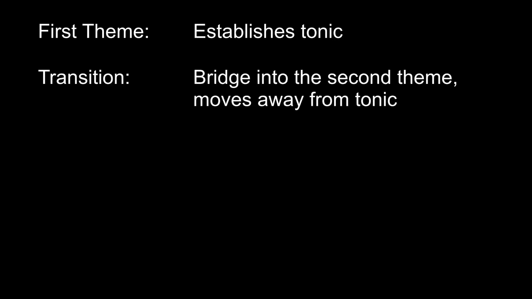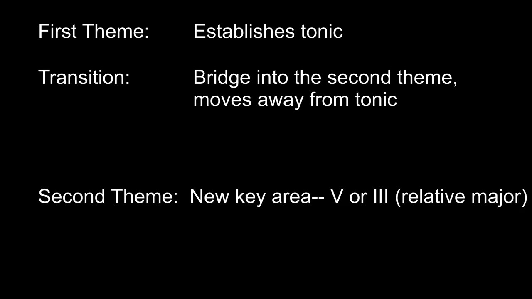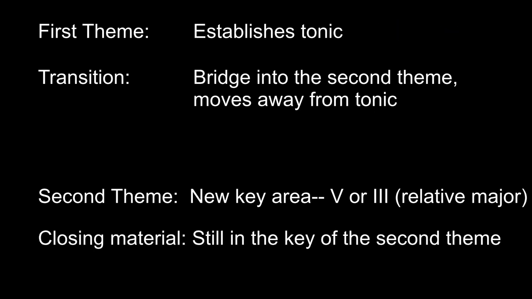The exposition in sonata form includes a first theme which establishes the tonic or home key of the movement, in the case of Beethoven Symphony 1, that is C major, transitional material that takes the harmony away from the tonic key, a second theme, typically written in the dominant for major key movements and the parallel major for minor key movements, and closing material to bring the section to a close and prepare for the development section.